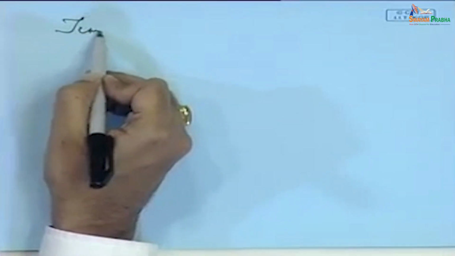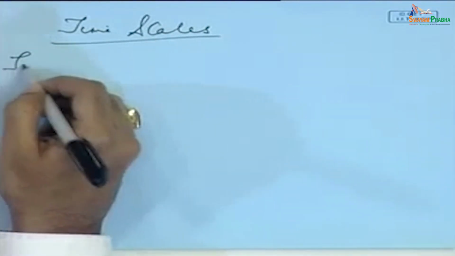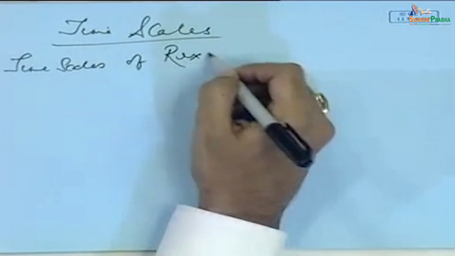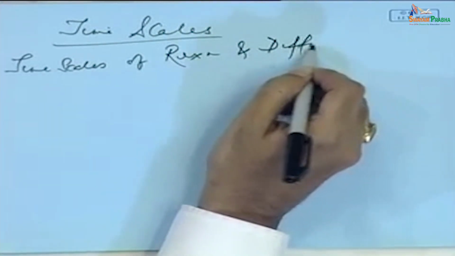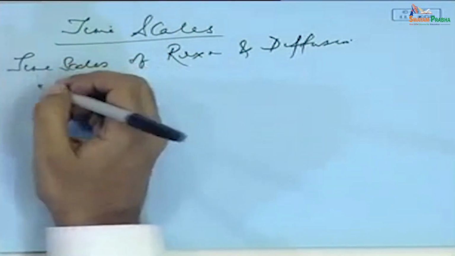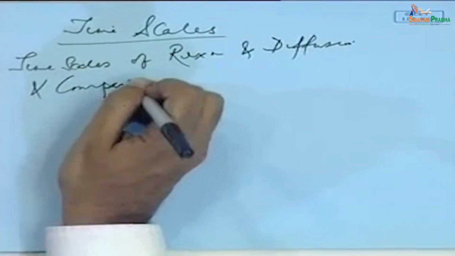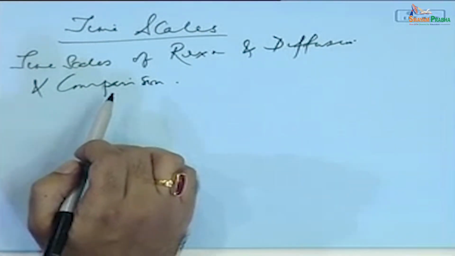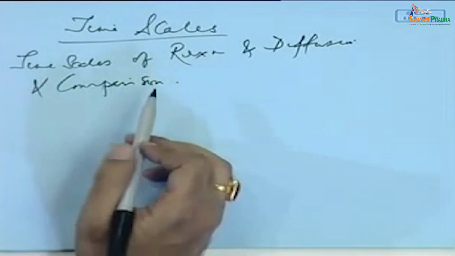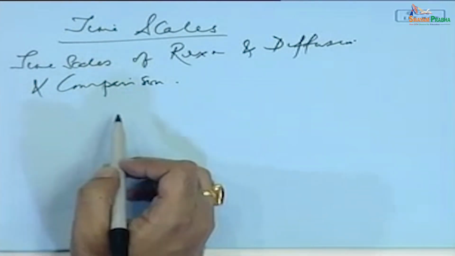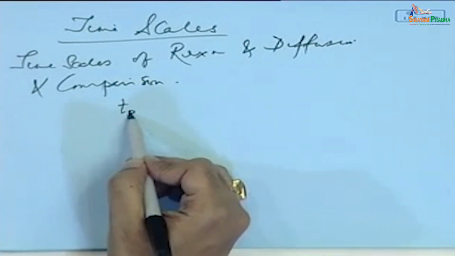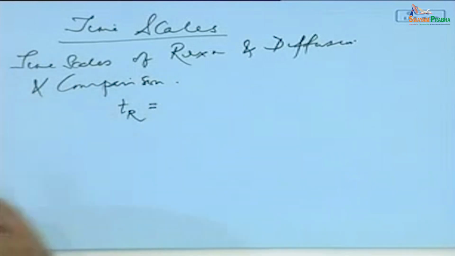Okay, so time scales of reaction and diffusion, and comparison. So, comparing the time scales of reaction and diffusion, and obtaining the time scales. If I give you a first order reaction, for example, what would be the time scale? The TR, let us call it. TR is the time scale for reaction.